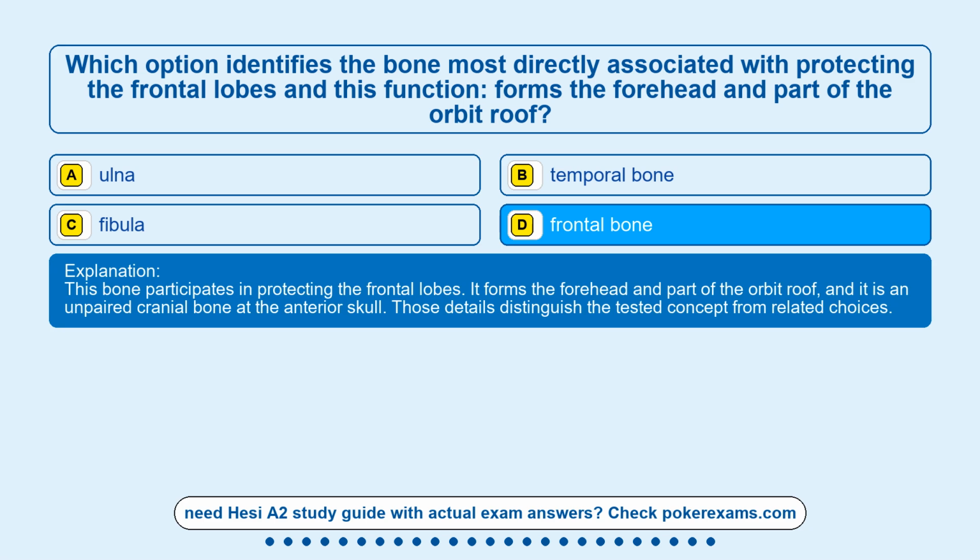This bone participates in protecting the frontal lobes. It forms the forehead and part of the orbit roof, and it is an unpaired cranial bone at the anterior skull. Those details distinguish the tested concept from related choices.